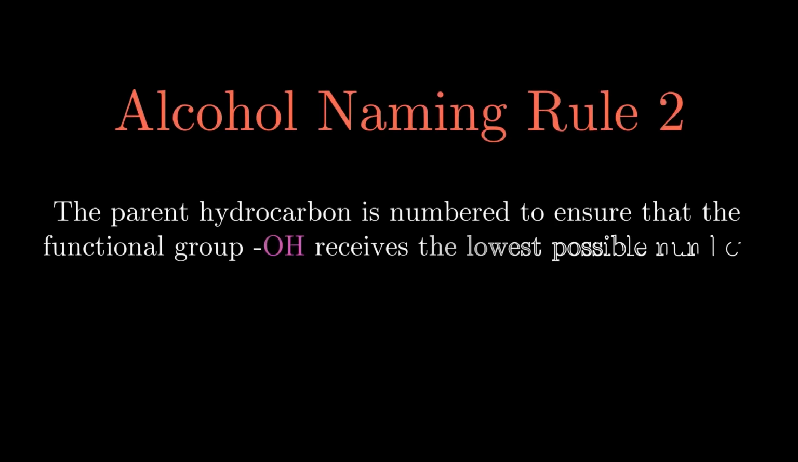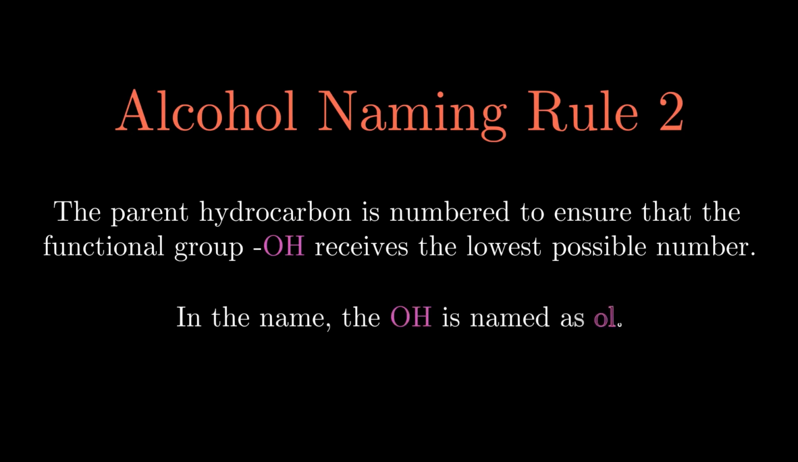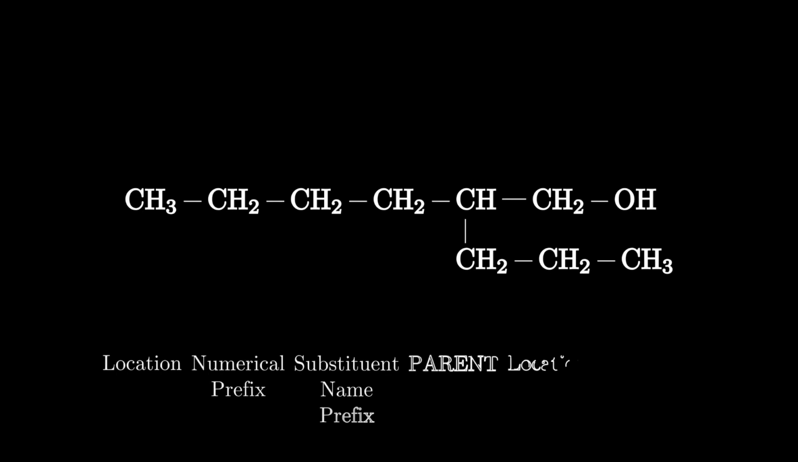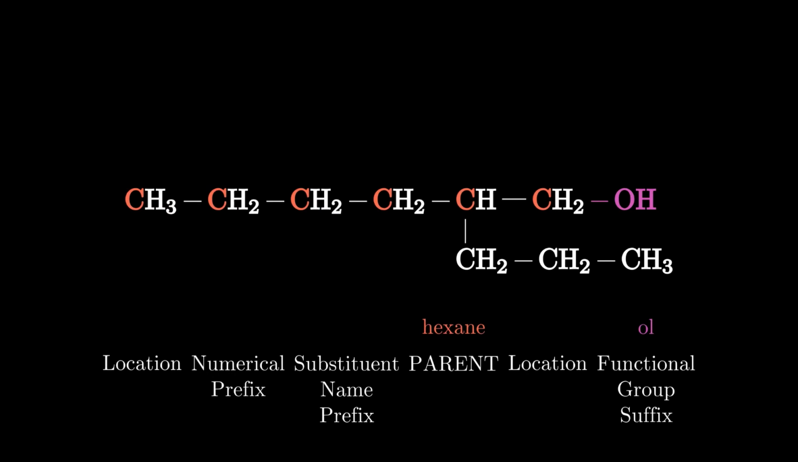Once you have identified the parent, you will want to ensure that the functional group gets the lowest number possible. In the case of OH, you will refer to it as "ol" in the name. So using the previous molecule as our example, the OH is "ol", and that is our functional group suffix. The parent is hexane, but as is convention, we remove the E at the end to name it hexan-. The remaining alkyl substituent is propyl.